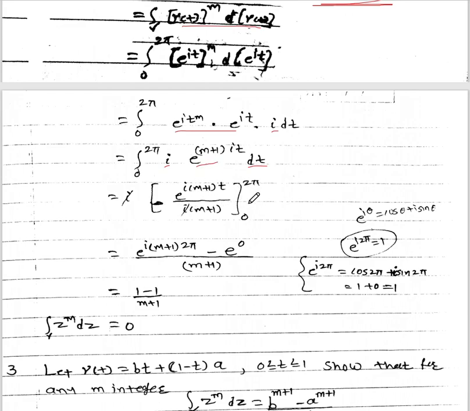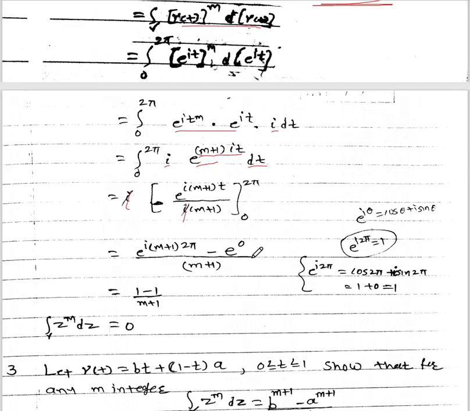So by using the formula, e raised to power i(m plus 1)t divided by the derivative of this term, that is i(m plus 1), and limits are 0 to 2 pi. Now we will take the upper limit minus lower limit. Okay, so here this i and this i will get cancelled. Now we will put the upper limit e raised to power i(m plus 1) 2 pi, okay, instead of t we will replace the limits, minus e raised to power 0, because t is 0, so this term becomes 0, divided by m plus 1 as it is.